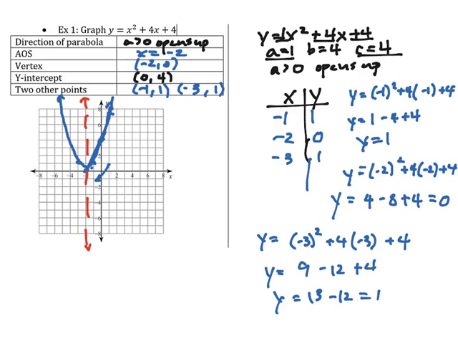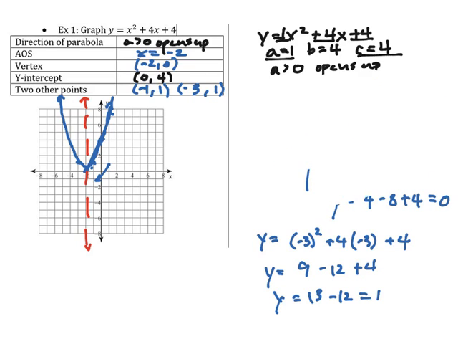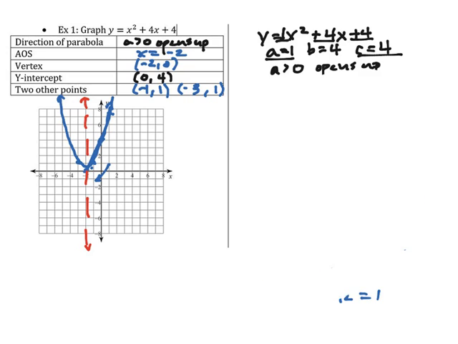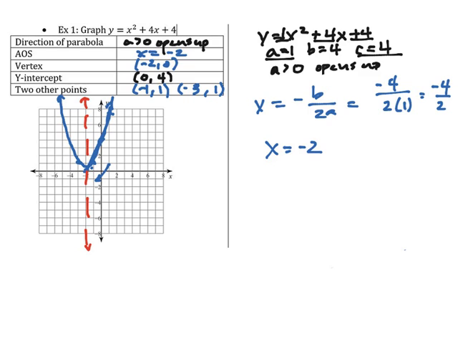Now, we could also use the equation. I'm going to erase some of this. You can also use the equation x equals negative b over 2a to find the vertex. So that would be negative 4 over 2 times 1, which is negative 4 over 2. So x equals negative 2. Once we find that, that's the axis of symmetry, like we did up here.